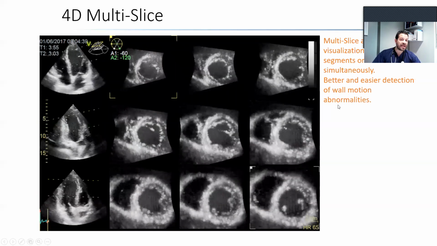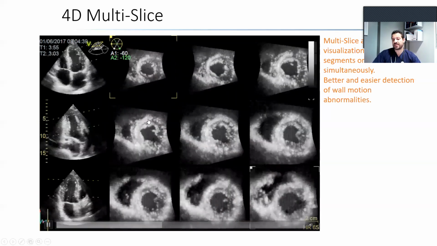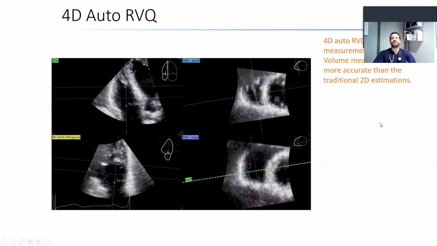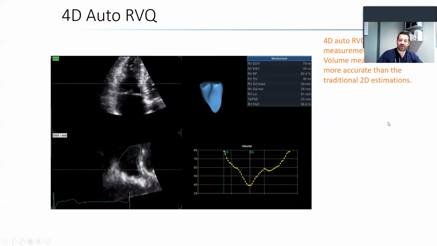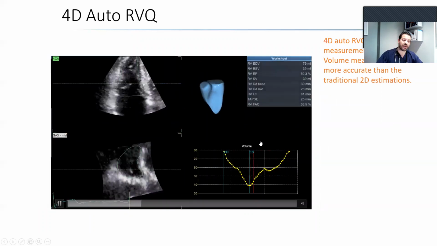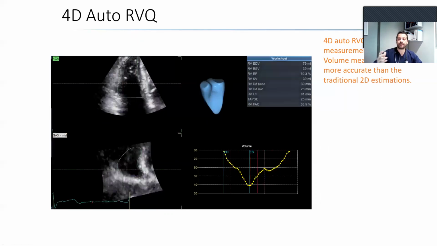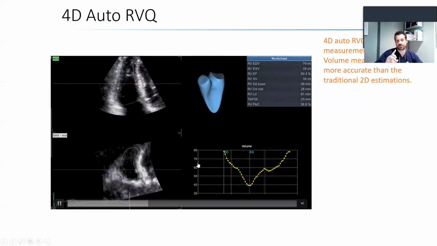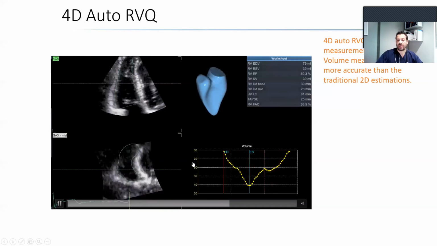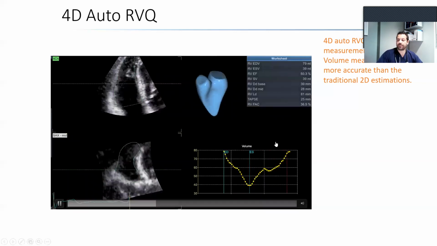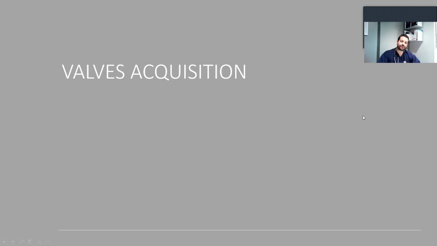We can use multi-slice views in order to appreciate the wall motion abnormalities from the base towards the apex. And of course, we can appreciate very well the right ventricle with dedicated software that gives us information about volumes, ejection fraction, contraction, TAPSE, and all that with just one image acquisition, which helps us gain a lot of time in our daily practice.